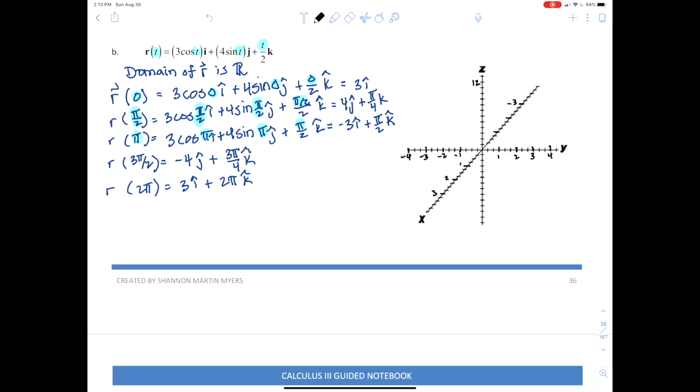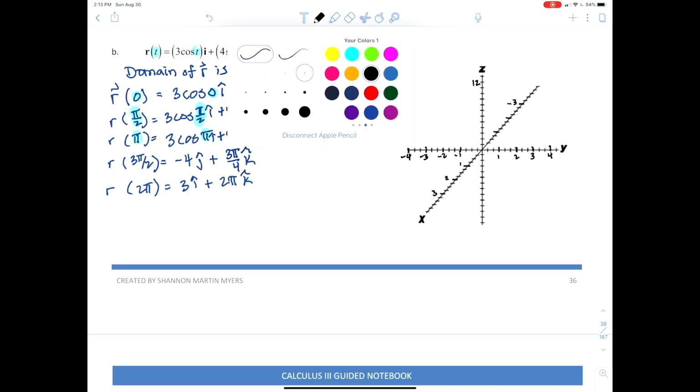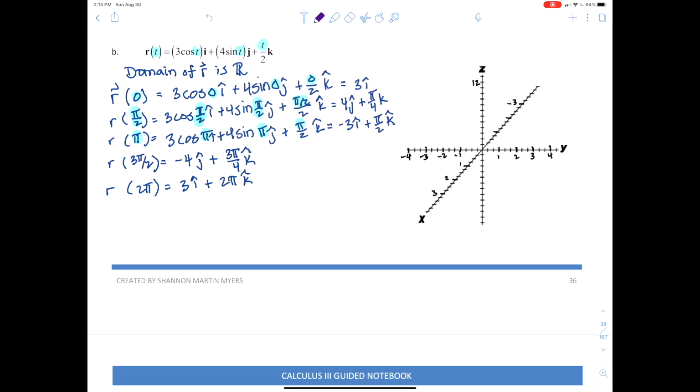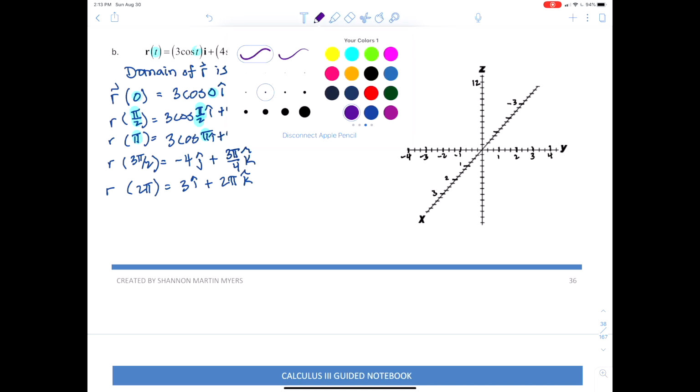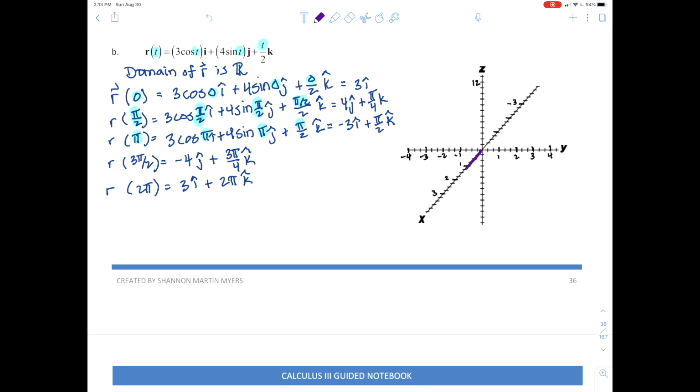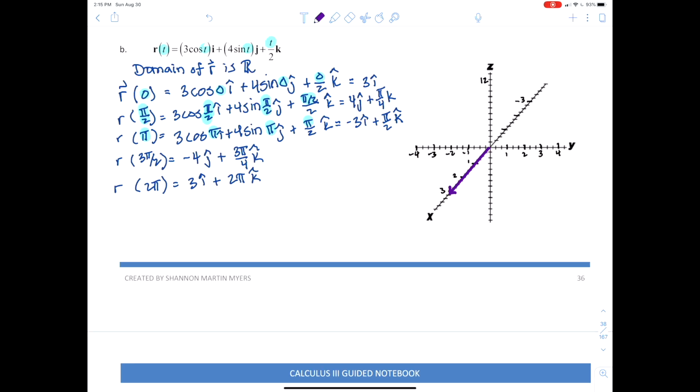Okay, and then we're not going to drop below that z-axis, so let's just go ahead and start drawing some of these cool vectors here. So, all right, our very first one, easy peasy, 3i. So that's what that first one will be. And this one was r at 0. So r at pi over 2, we ended up with 4j plus pi over 4 k. Pi over 4 is about 0.79. So we'd be just about maybe here.